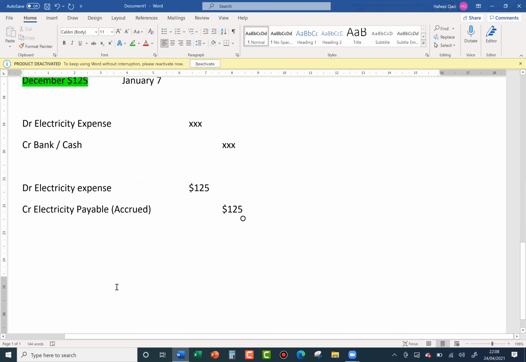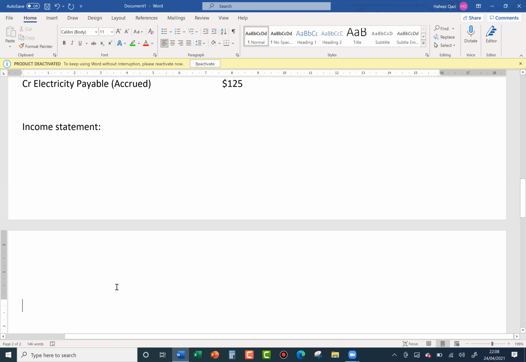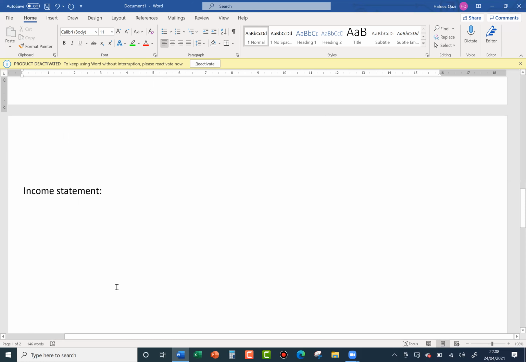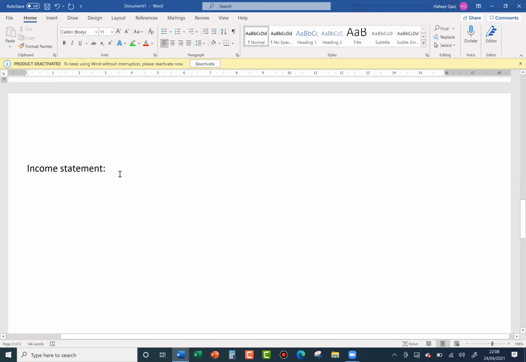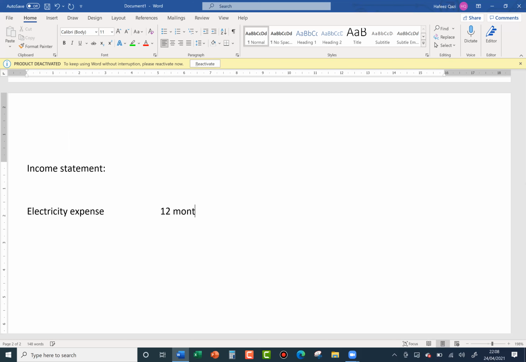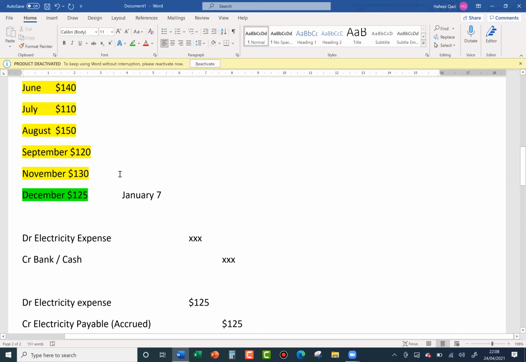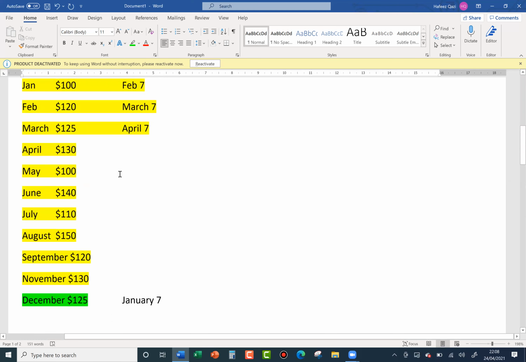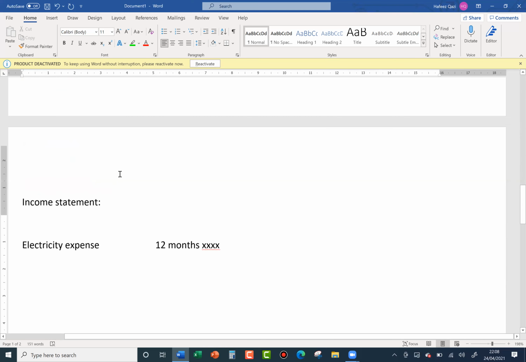Now, how the impact of this post-trial balance adjustment will be recorded, that in the income statement, you will record electricity expense for 12 months. So the electricity expense of full 12 months will be recorded here, whatever the figure is. Okay, so full 12 months electricity expense will be recorded right from January to December. Even if we haven't paid yet, but that's the accrual concept.